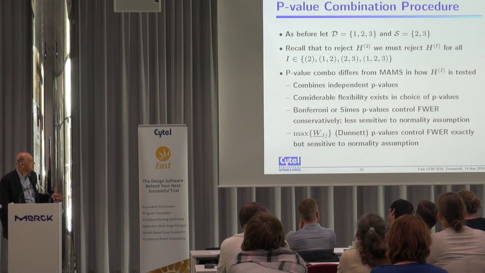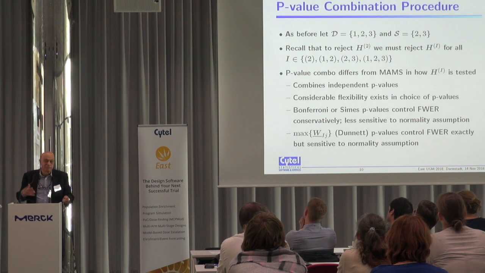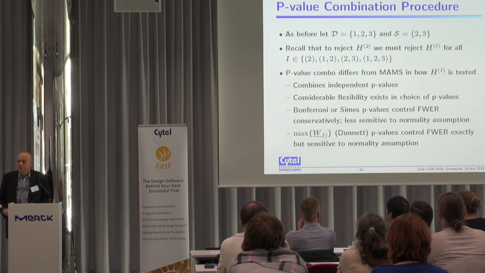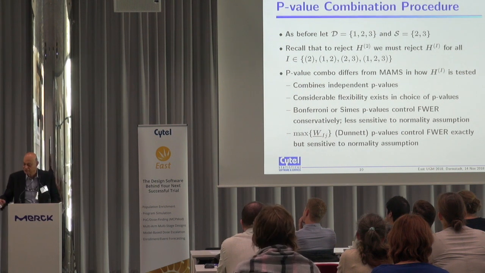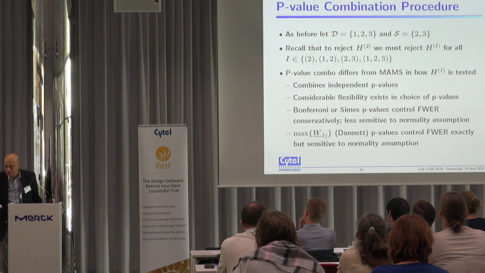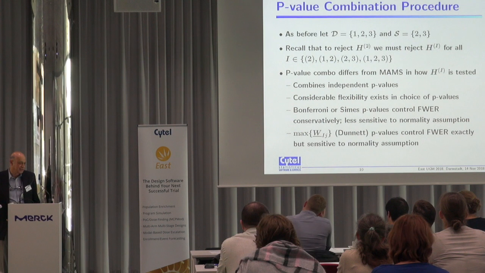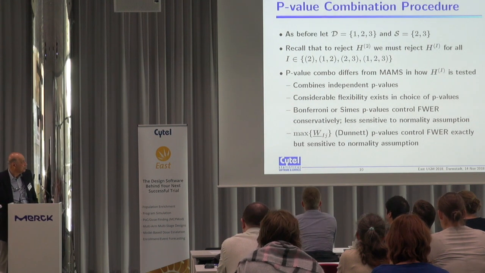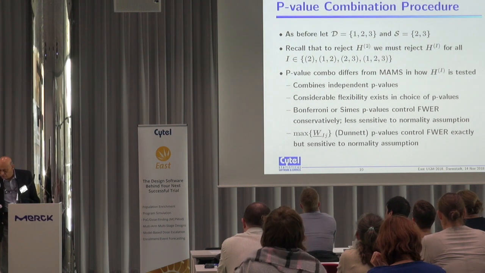Then the p-value combination is you calculate the p-value for the first stage, and you calculate a p-value for the second stage, and then you combine them with different combination functions. The one that is used the most is the so-called inverse normal combination function.